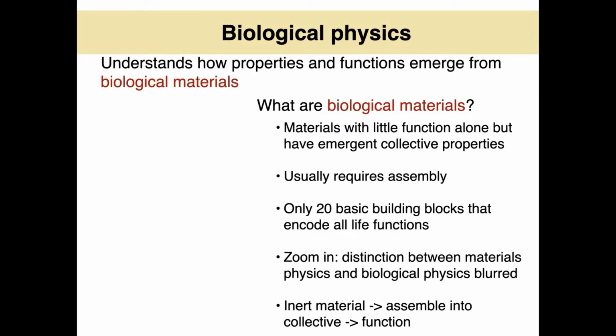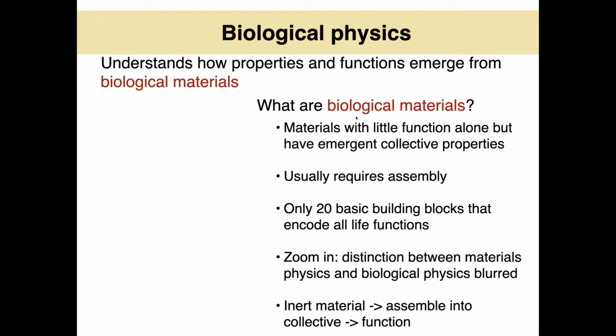So I'll start with just what is biological physics, and why do we study it? My description is that we try to understand how different properties and functions emerge from biological materials. I like to think about this as materials science, but when these materials come together, they are endowed with very interesting properties and functions, and we're trying to understand how that emerges.